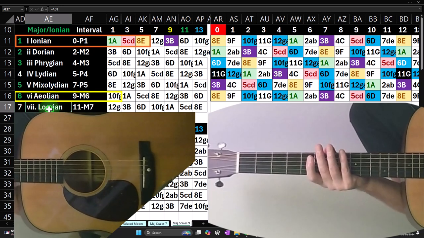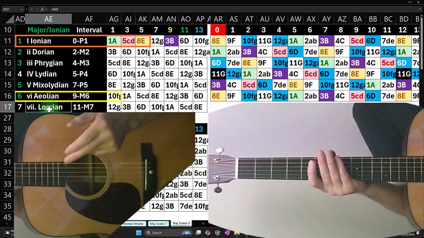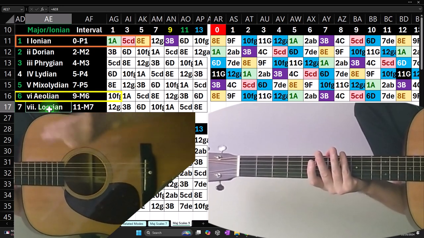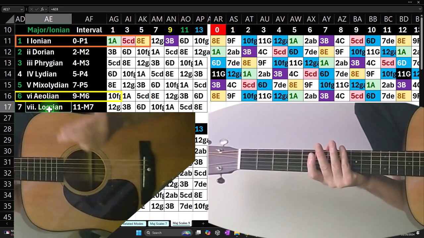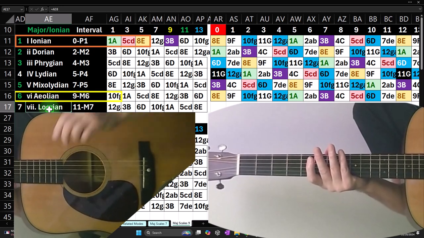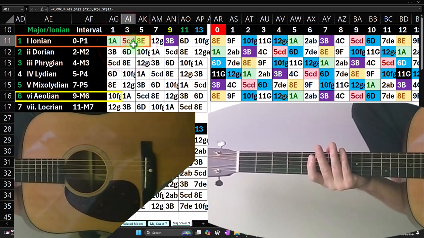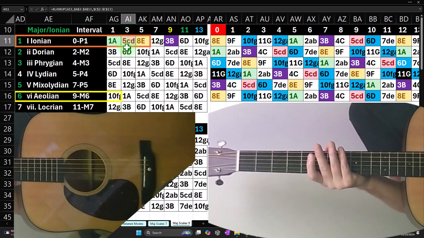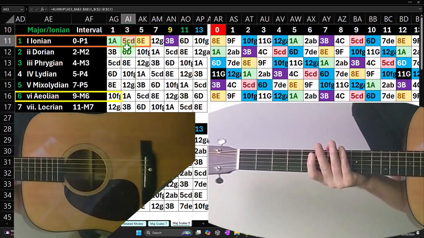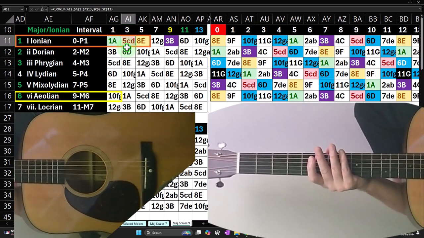The difference between a major chord and minor chord construction is that the third is either a major third, which is a 4-note away major third, or a 3-note away minor third. So if I was building an A major, then this third would be the only difference between the major and the minor. It would be a 4-note away as opposed to a 3-note away.